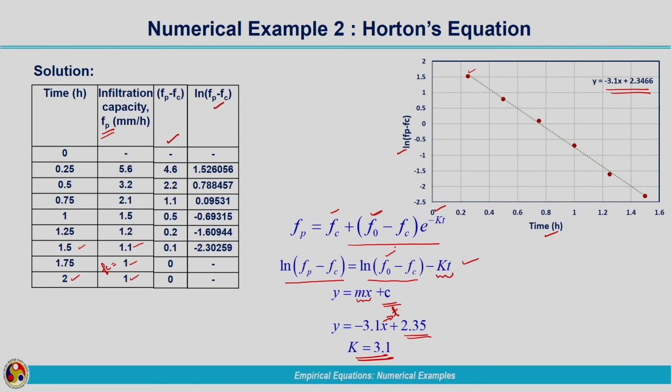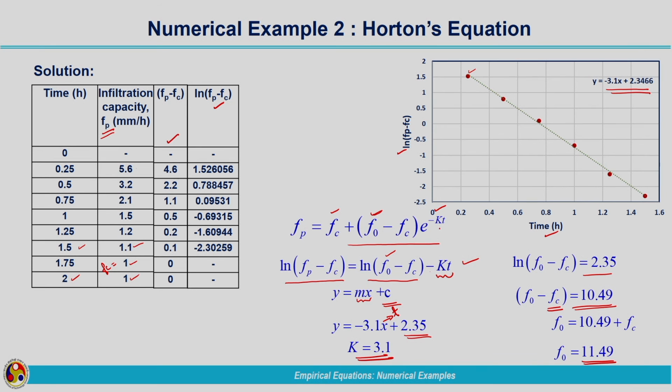Now, coming to the value F naught. For that we have ln(F naught minus Fc), which is the intercept of the graph. Intercept is nothing but 2.35. So, ln(F naught minus Fc) is 2.35. So, F naught minus Fc, you can take the antilog and it will come out to be 10.49, and our Fc is already known to us, that is 1 millimeter per hour. So, F naught is 10.49 plus 1, which comes to 11.49 millimeters per hour.